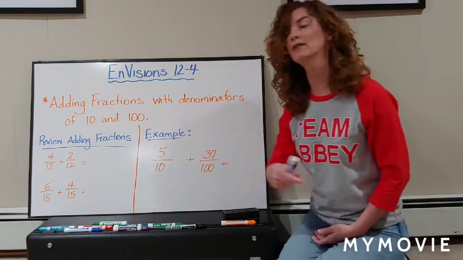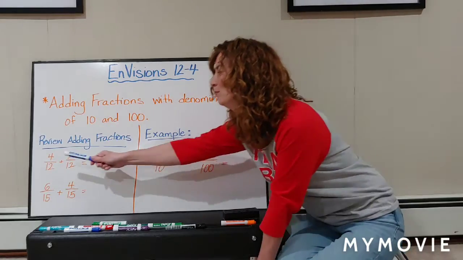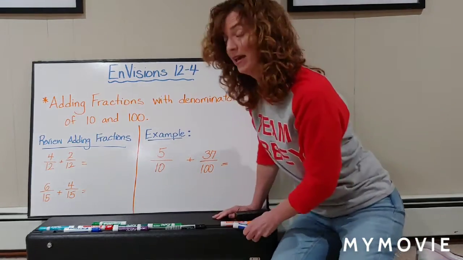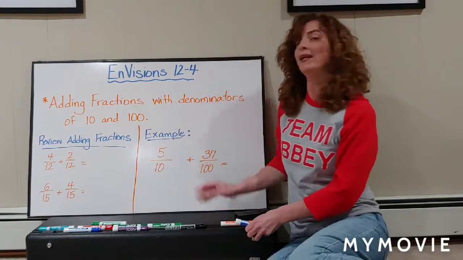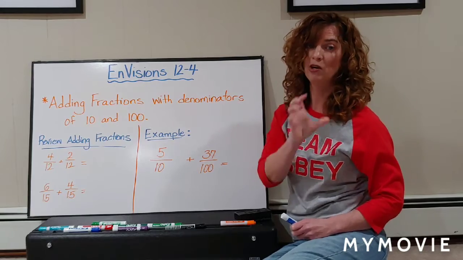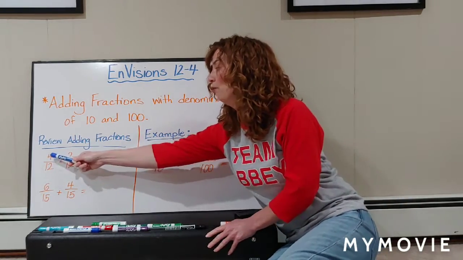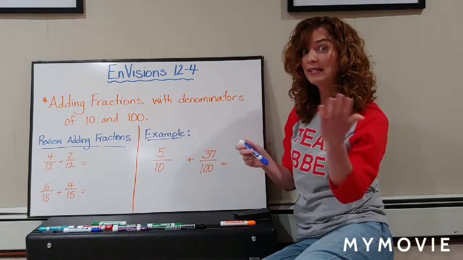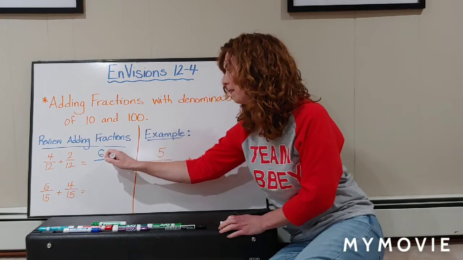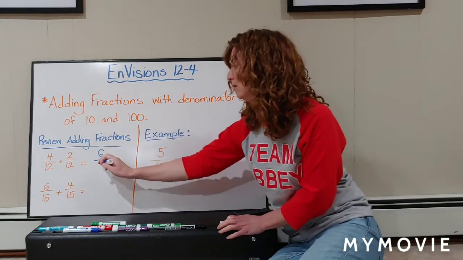Now in our examples, our spiral review, I do have the same denominator. All right, so we have 4 12ths plus 2 12ths. As a reminder, we're going to add the numerators and we're going to just leave the denominator the same. So with that rule, we're going to do 4 plus 2 equals 6. And 12, we're not adding that, right? We're just leaving that the same.